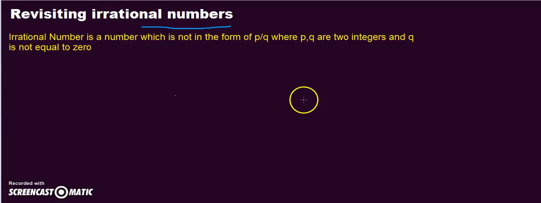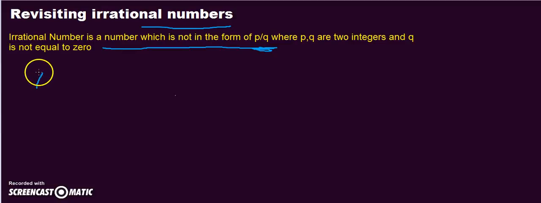Revisiting irrational numbers. So what is an irrational number? Irrational numbers are the numbers which are not in the form of p by q, where p and q are two integers, and q is never equal to 0.